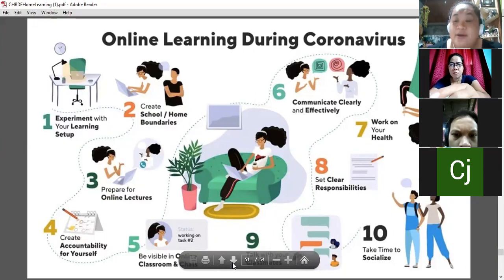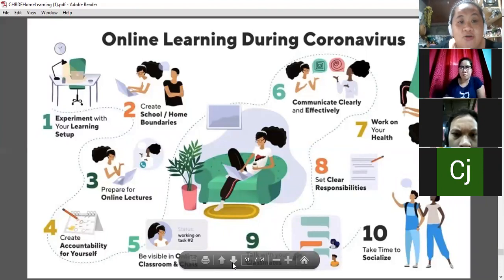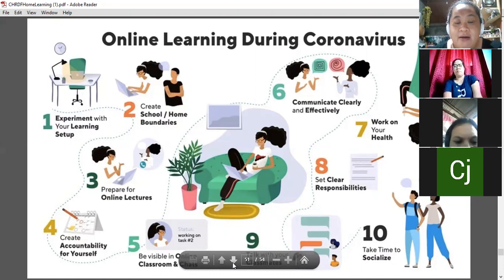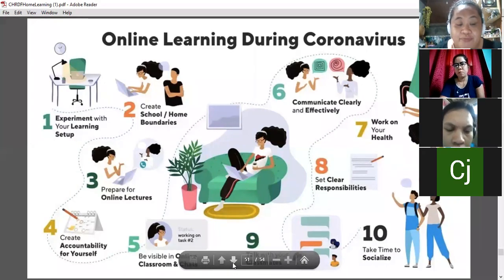Next is create school and home boundaries. Don't just attend online class anywhere. When I sit in this part of the house, I know this is for school activities, and this one is for home activities. Next, always be prepared for online lectures. Ahead of time, have your load, your headset, and make sure your laptop and cell phones are charged.